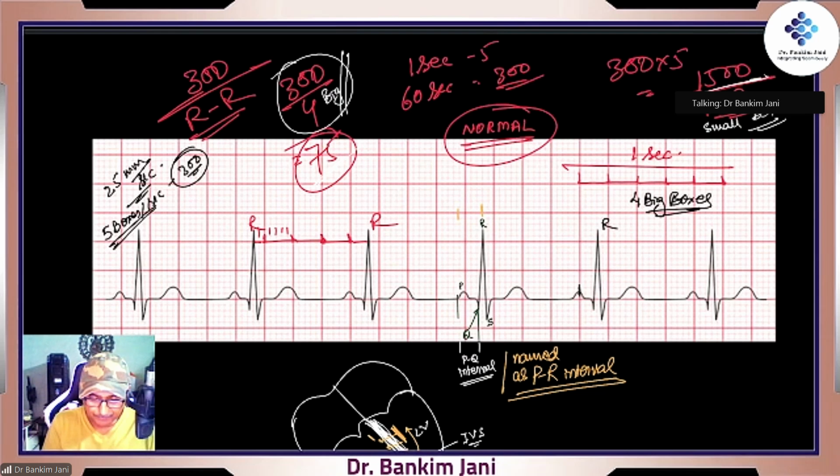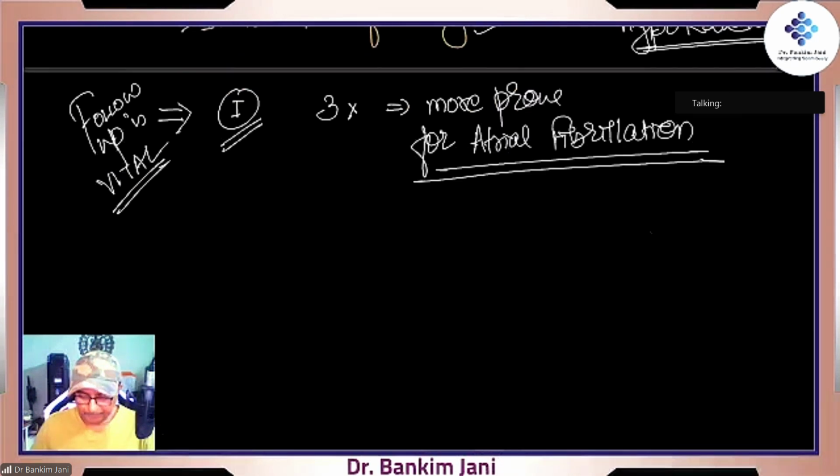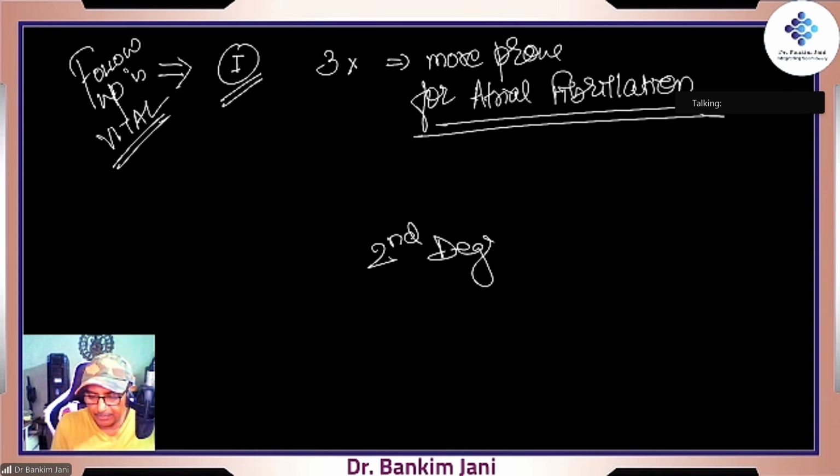Over here, see this and this. Yes, it is less. Right? It is less because this is normal. So this is done. Type 1 is done, the easiest one. Moving on to the second degree AV block.